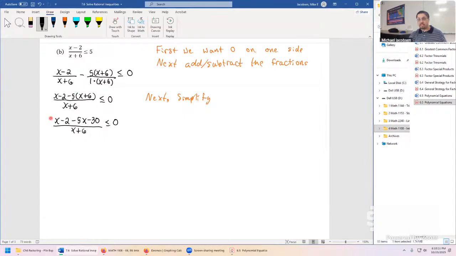And our like terms are going to give us x minus 5x for -4x, and then -2 minus 30 for a -32, divided by x plus 6, set less than or equal to 0. So that was a lot of work, but we're just about there. This is where the problem starts in earnest with those steps 1 through 4 that we've listed out before. The very next thing we do is obtain the cut points.